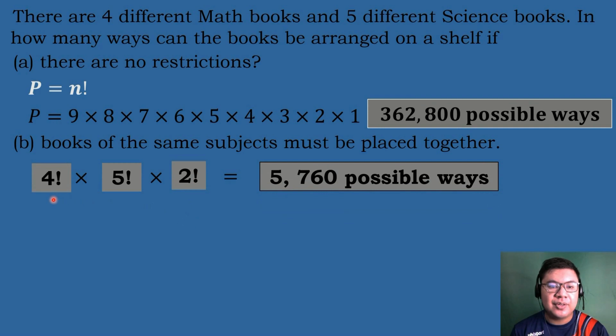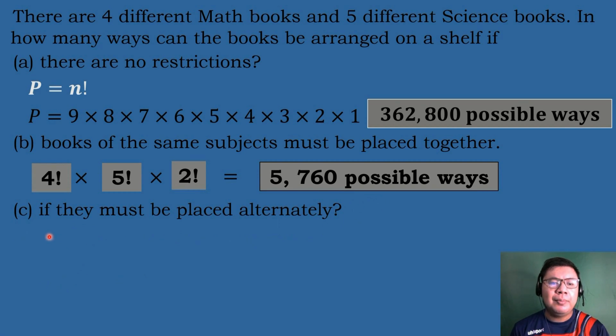Multiplying these numbers, so 4 factorial is equal to 24, 5 factorial is equal to 120, then 2 factorial is equal to 2. So 24 times 120 times 2 is equal to 5,760 possible ways.